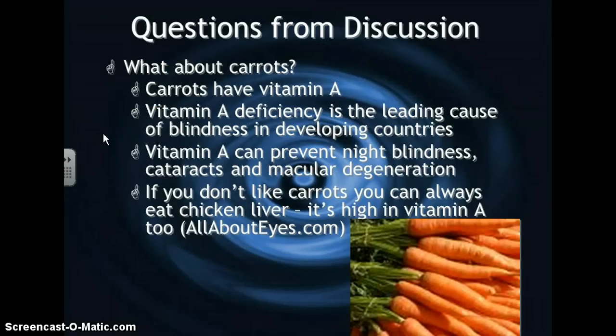Some questions that my students have asked in the past that you might be interested in are, one of them is, what about carrots? Don't carrots help you see better? Well, carrots have vitamin A, and a vitamin A deficiency is a cause of blindness, and vitamin A can help prevent night blindness, can help prevent cataracts and macular degeneration. It's not going to improve the vision that you currently have, though. It's going to help you from losing vision, but it's not going to make you see in the dark or anything like that. If you don't like carrots, though, you can always eat chicken liver because that has a lot of vitamin A in it, too.